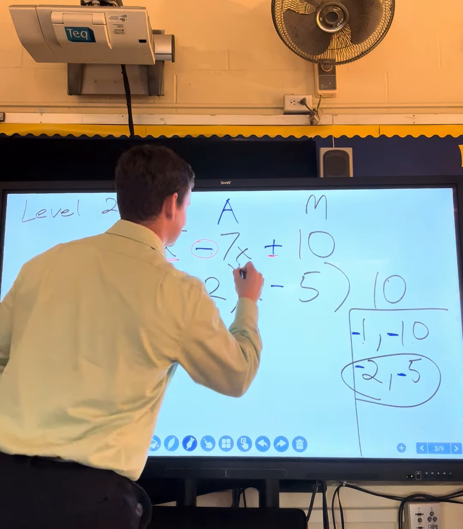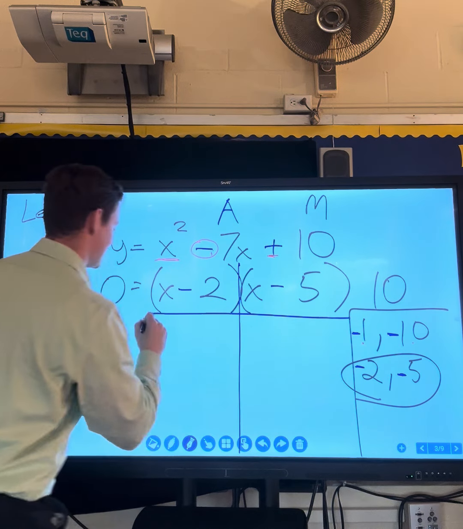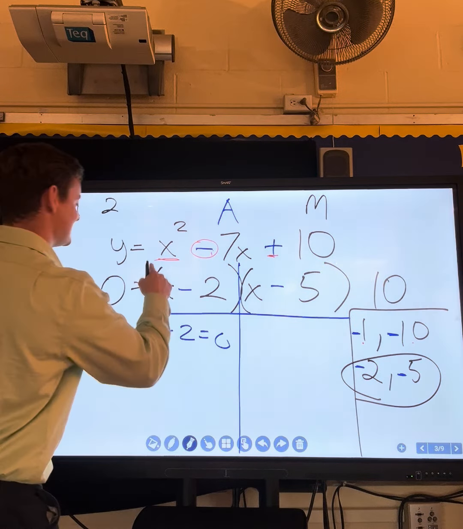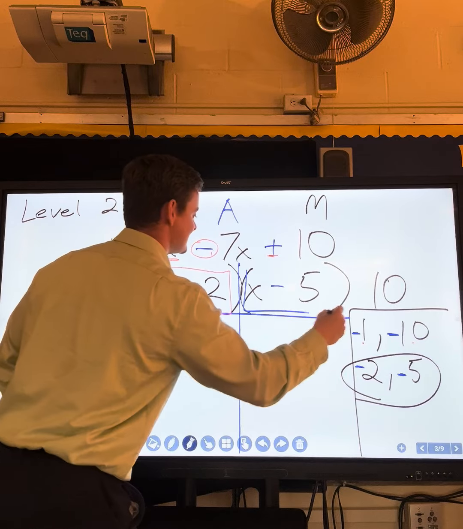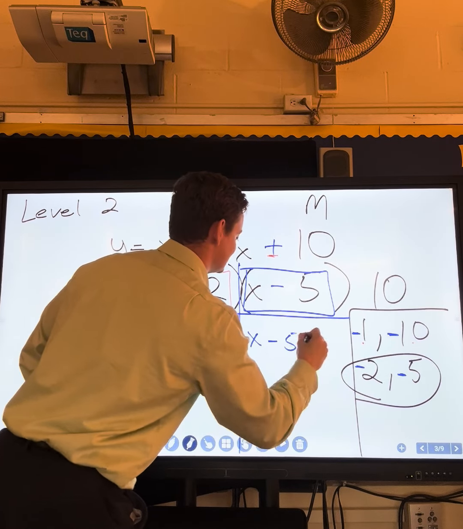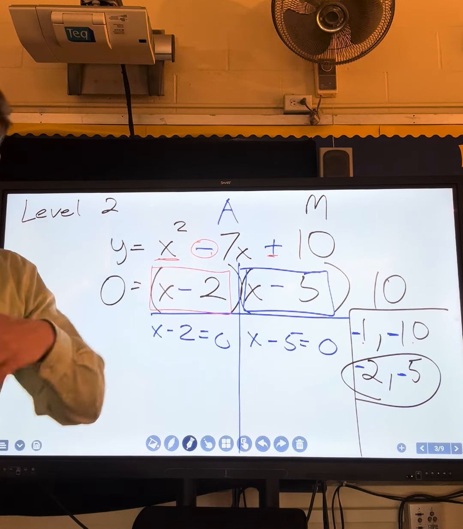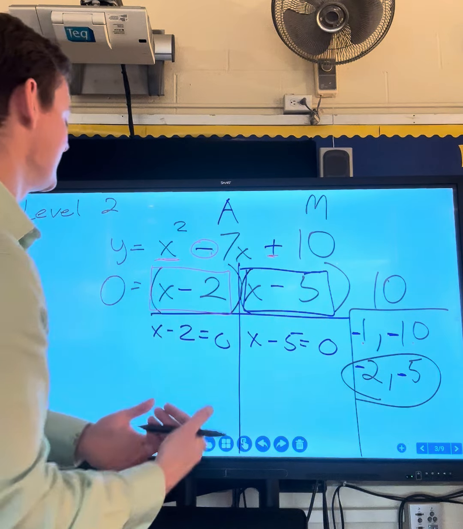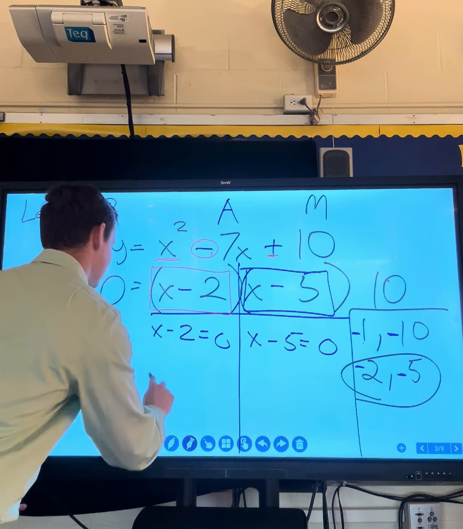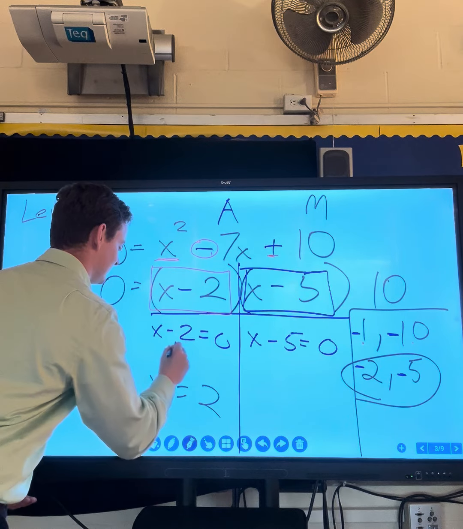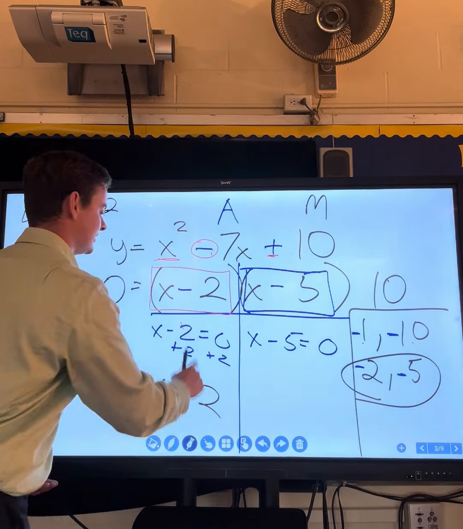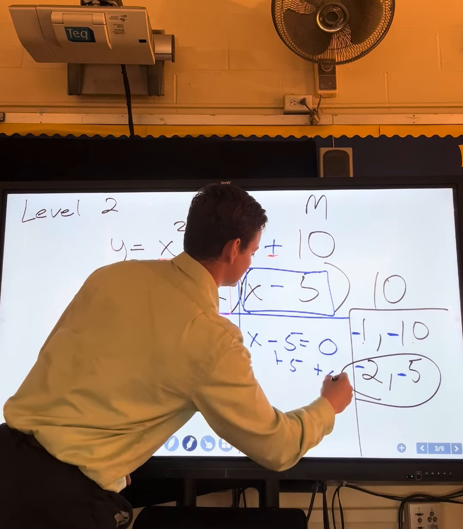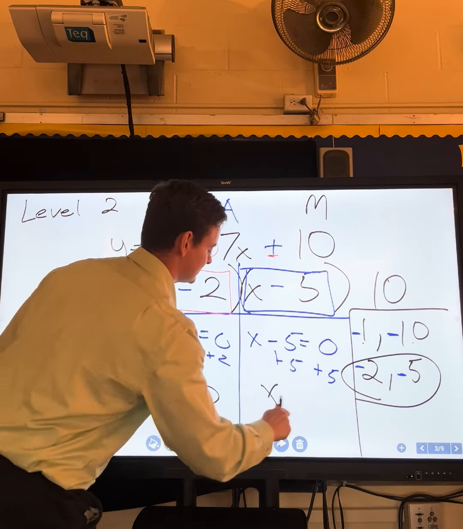If they want the x-intercepts, I have to solve when this in red is 0, when this in blue is 0. Set them both equal to 0. I can either solve it, or I can see right away what number, when I subtract 2 from it, is going to be 0. That's just going to be 2. But if you want to see it written out, add 2 to both sides. Same thing here, add 5 to both sides, or x equals 5.